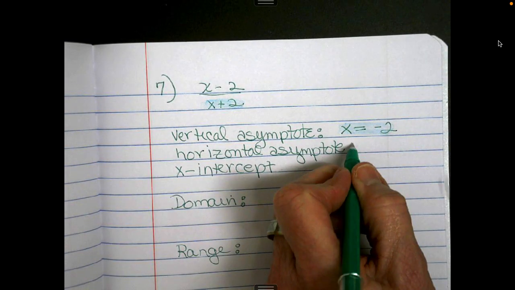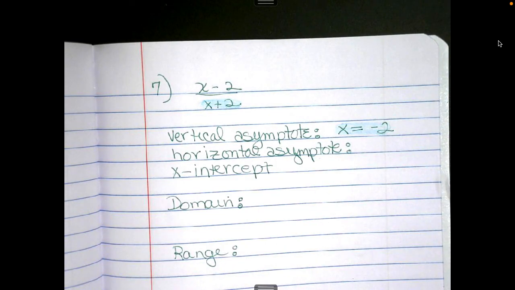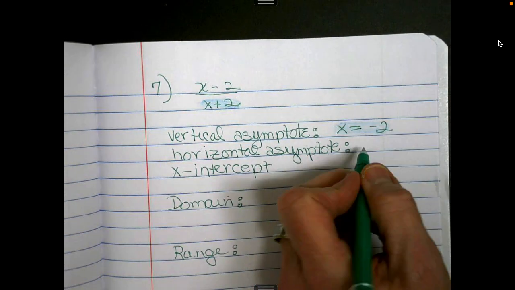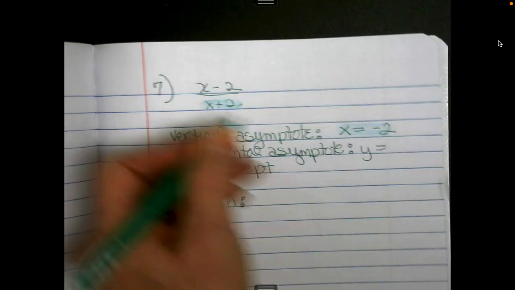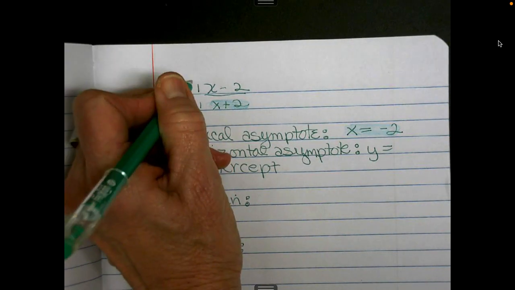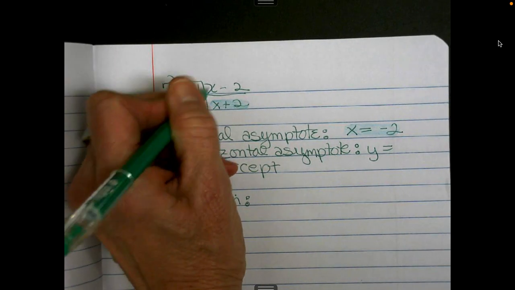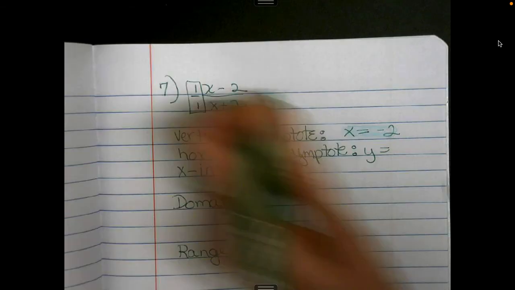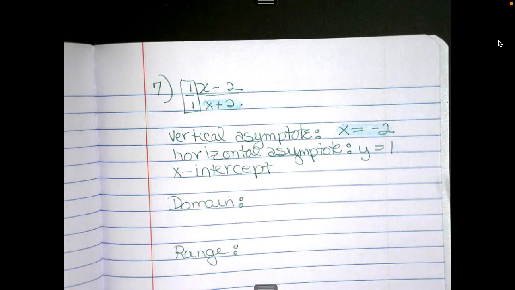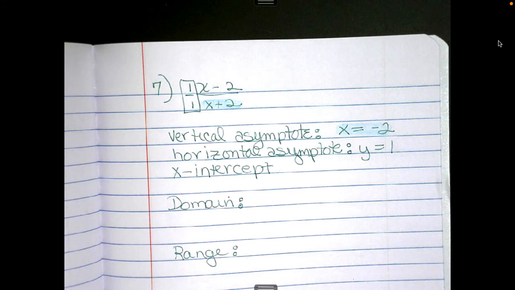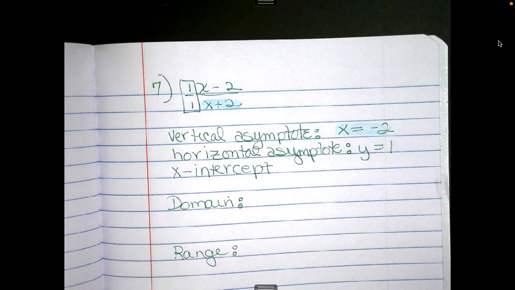Okay, the horizontal asymptote is what y cannot equal. So it's y equals, and if you remember, we get it from, if I divide the numerator by the denominator, I get a quotient of 1. And that's where we get the horizontal asymptote. It's the coefficients in the front. If they're the same powers, the coefficients in the front give the horizontal asymptote.